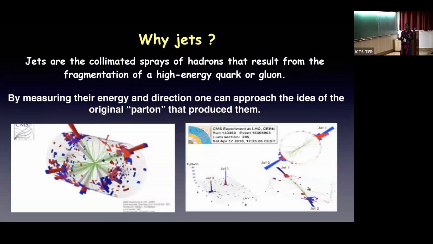Now, why jets? So this is clear. By measuring their energy and direction, one can approach the idea of the original parton that produced them. But this is not the only reason. We'll see that jets are used for many searches because they act as a major background for, let's say, Higgs searches or BSM searches. So they are everywhere, and one should be very careful while defining jets and doing the analysis.